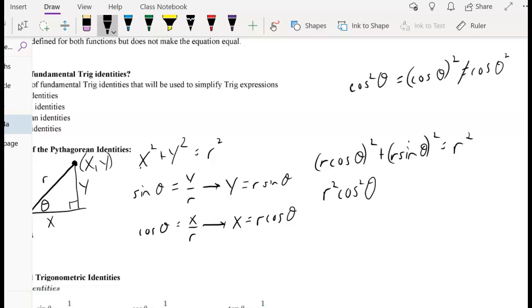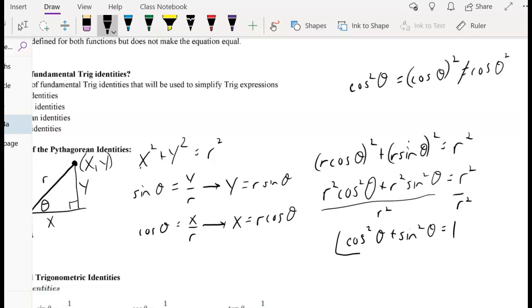We can rewrite this one as plus r squared sine squared of theta equals r squared. Go ahead and divide both sides of this equation by r squared, and we end up with the famous and all-important Pythagorean identity: cosine squared of theta plus sine squared of theta equals 1.